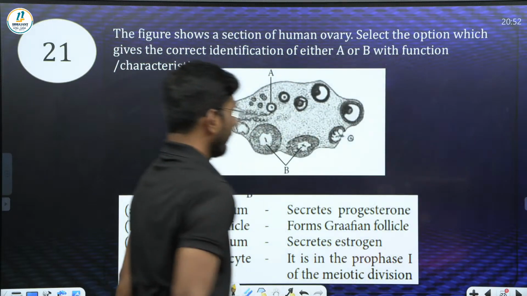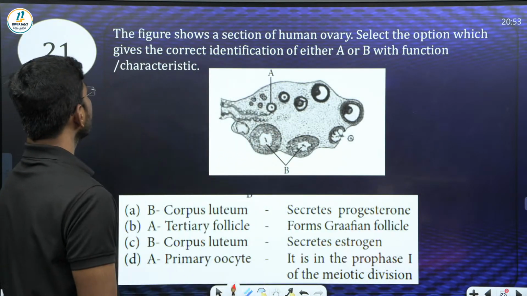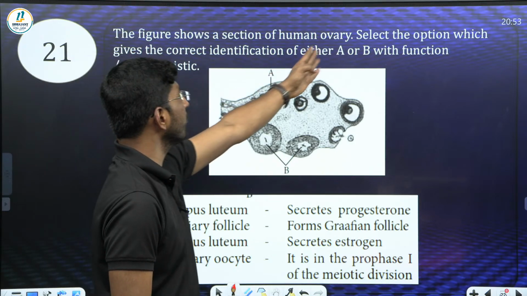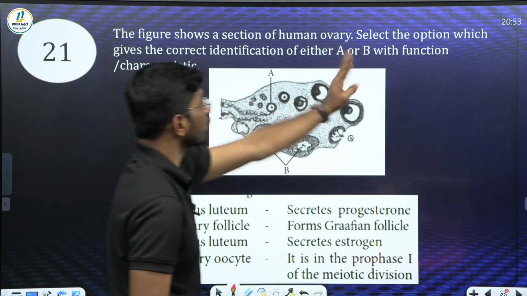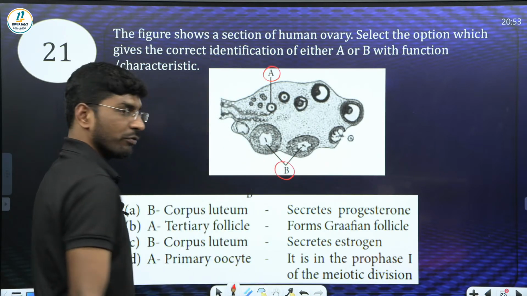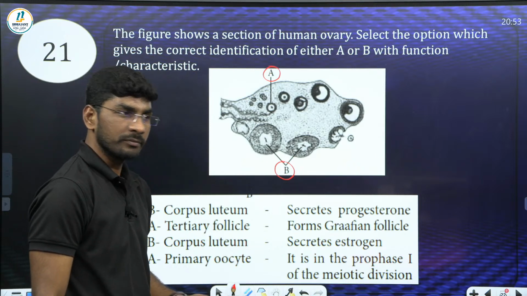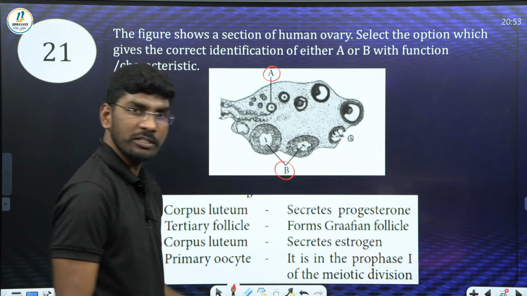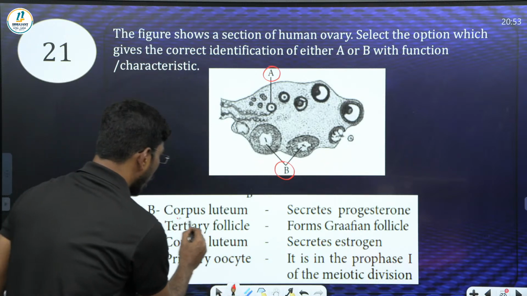What about this? Try. Think, what is the correct answer of this question? The figures show a sectional view of human ovary. Select the option which gives the correct identification of A and B. This is A and this is B. Find out. What is the correct answer? Any one of you? Try. Fast, beta. Any one of you? No time.